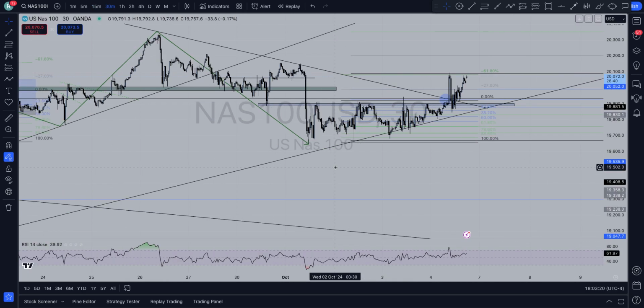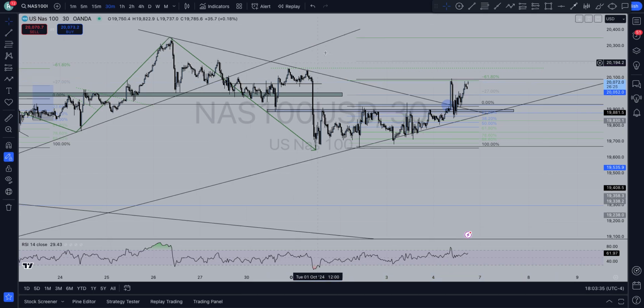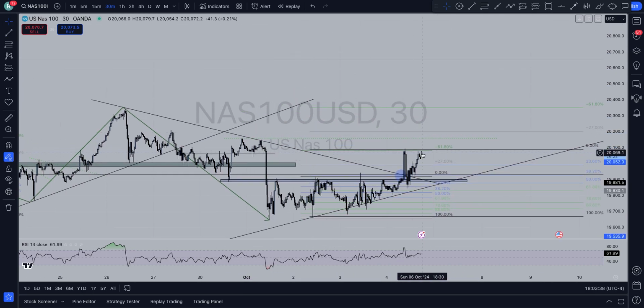So, 30-minute time frame. I want to see if it breaks this point right here. Once it breaks this point right here, then we have validity for it to continue going up. If it breaks and retests this point right here, once you break and retest, this was a good buying opportunity from right here and carry it to that.